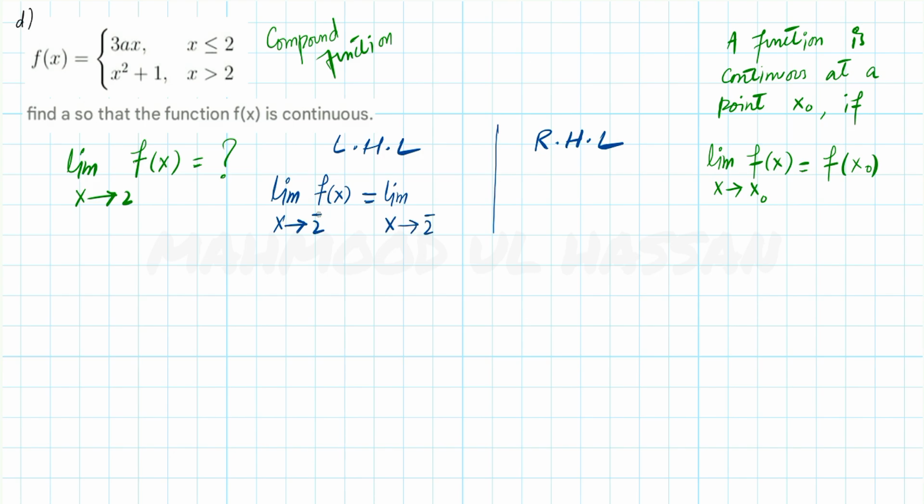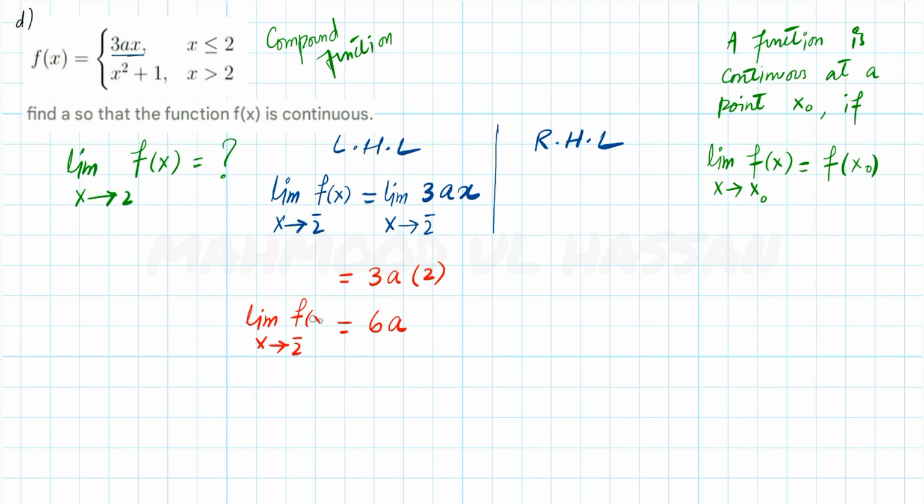And what will be the function? When we are approaching 2 on the left side, the values of x are less than 2. So we have to use the first function, that is 3ax. Okay, so that is 3 times ax. So here we are going to apply the limit. So that would become 3 times a times 2, because we are applying the limit x approaches to 2. So we get here 6a, and this is basically the left hand limit.